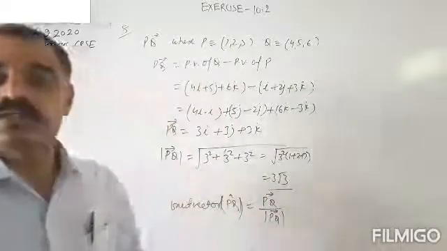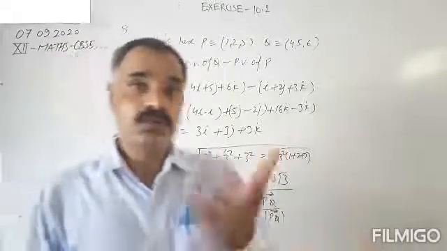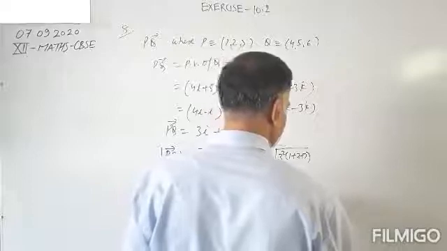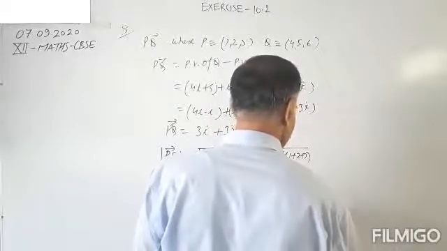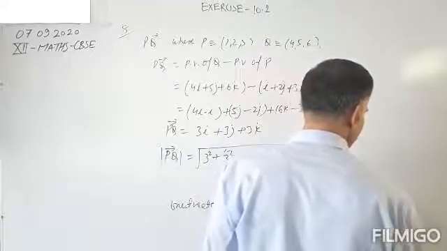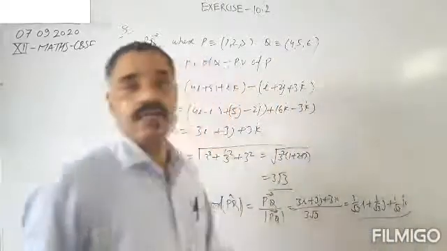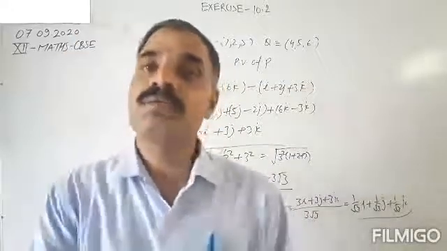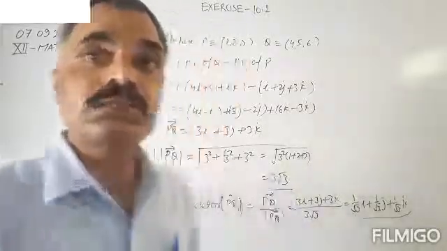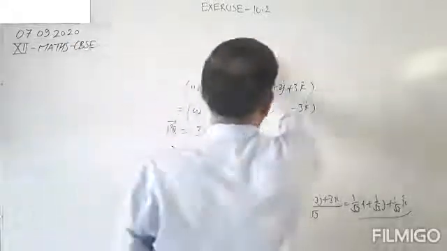In this way we can find the unit vector. PQ vector divided by its magnitude is the unit vector in the direction of PQ vector. Okay, so 3i cap plus 3j cap plus 3k cap divided by 3 under root 3 is equal to 1 upon under root 3 i cap plus 1 upon under root 3 j cap plus 1 upon under root 3 k cap. This is the unit vector in the direction of PQ vector. In this way we can find the unit vector. This was question number 8 of exercise 10.2.